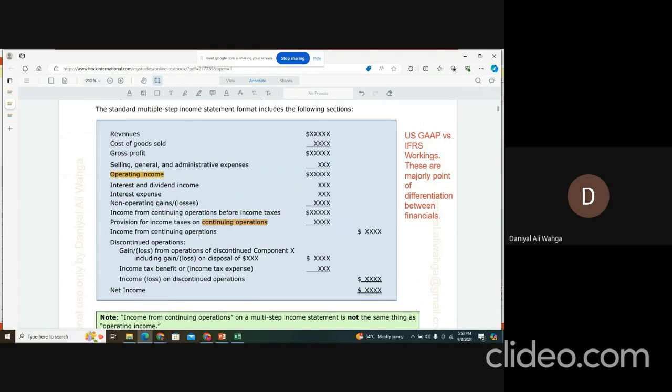Income from continuing operation. I have my discontinued operation. If a business reporting segment has been discontinued, if my business reporting segment has been disposed of, that should be part of my income statement. You see in the front, it is available, it is discussed on the face of my financials. You see your discontinued operations, you have gains or losses on operations of a discontinued component. Component means your business segment.